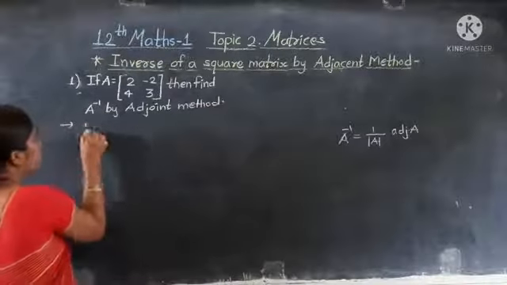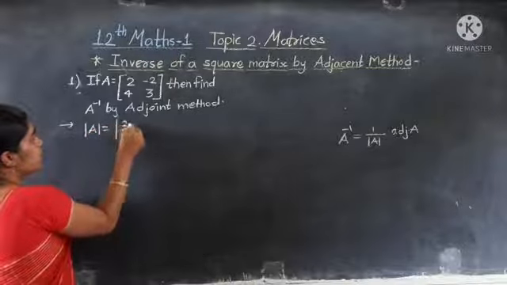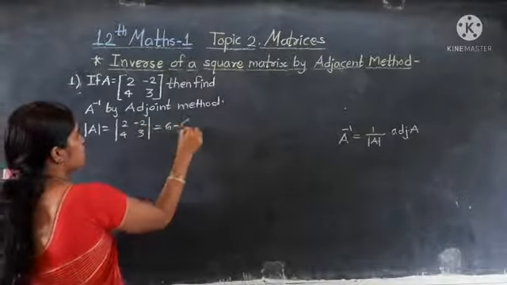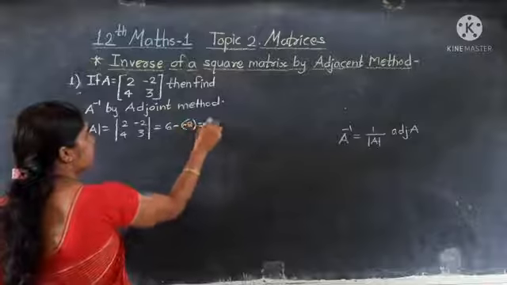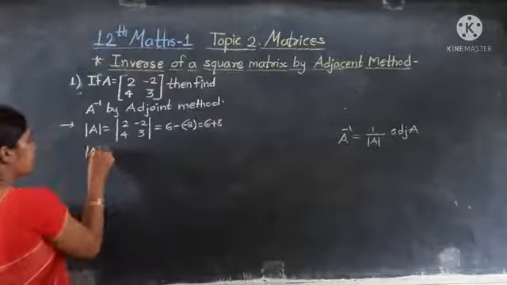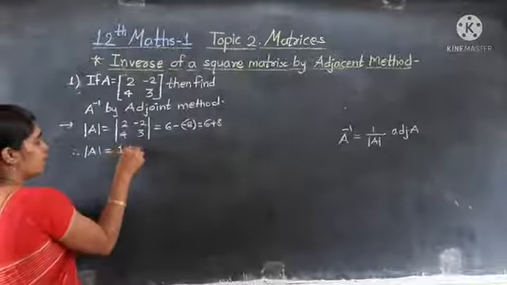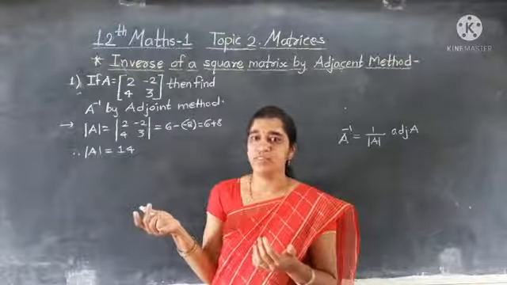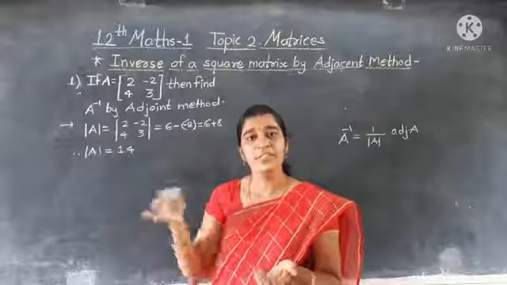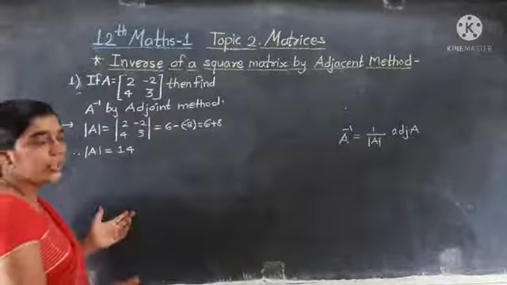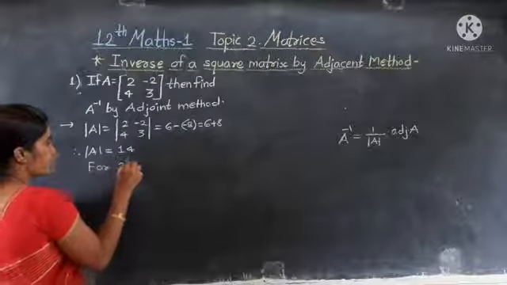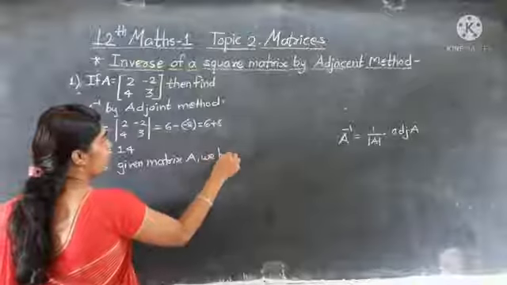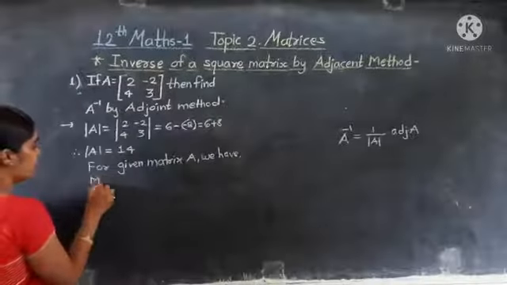So first we find determinant A. Determinant A is equal to |2 -2; 4 3|, which is 3 twos are 6, minus of 2 fours are 8, so minus of minus 8, which is 6 plus 8. Therefore, we get the value of determinant A as 14. Now you find the cofactor of this matrix. For this, you first find the minors of the given matrix A. We first find the minor of the first element, M11.